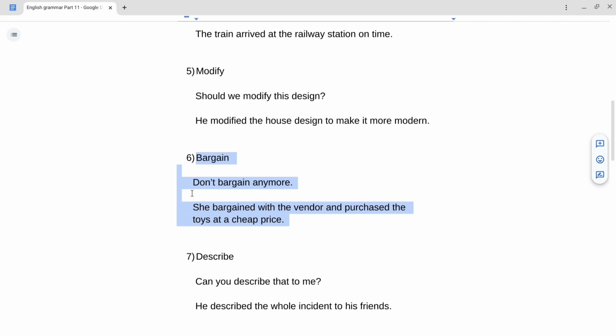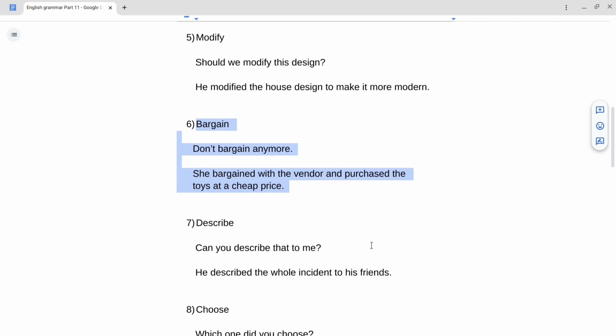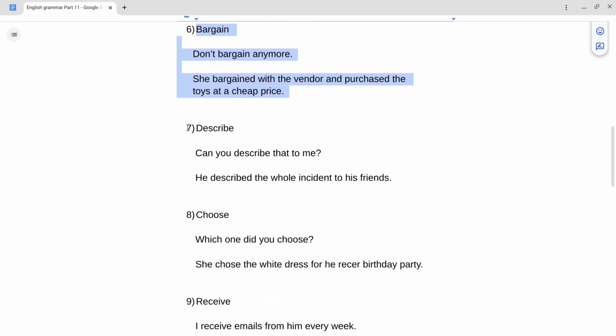She went to a vendor, she wanted to buy some toys and the prices were a little bit high. So she wanted to reduce the price. That is why she bargained with the vendor and purchased the toys at a cheap price.